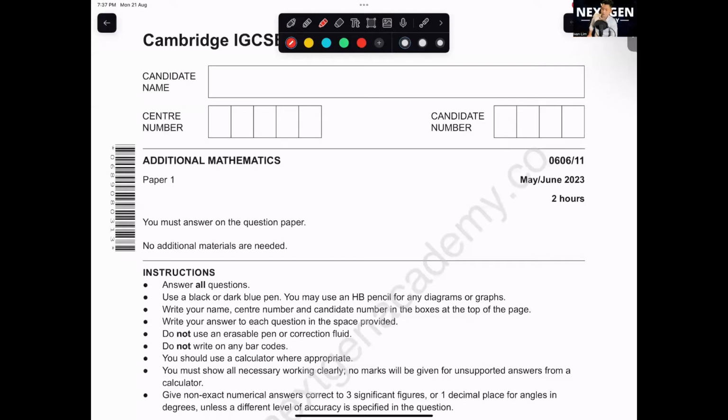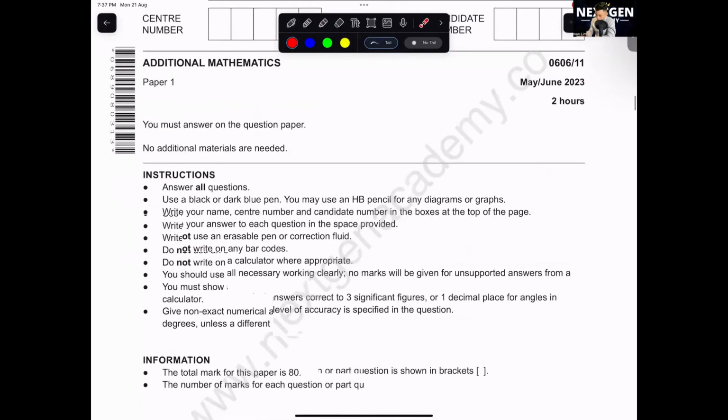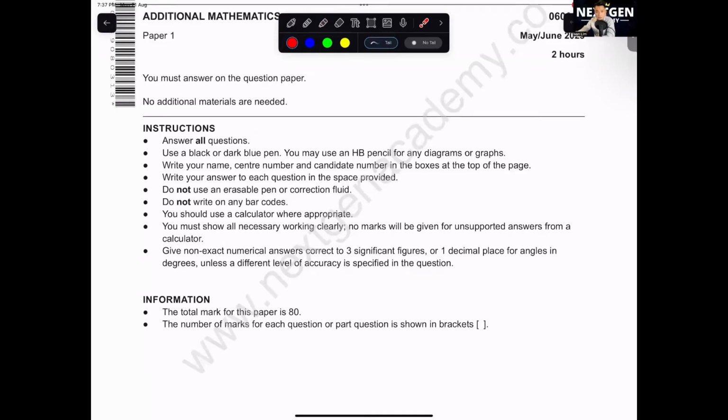All right. Okay, today we are going to discuss the latest paper. This is your May-June 2023 paper 1-1. Okay, so this is what your friends who sat in the May-June exam took. I won't go through all of this, you're going to read through it. This is an 80 marks paper and this is a 2 hours paper.